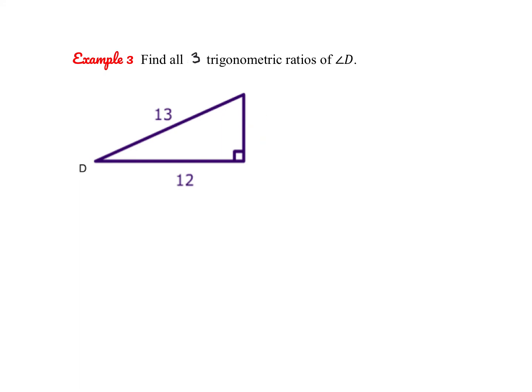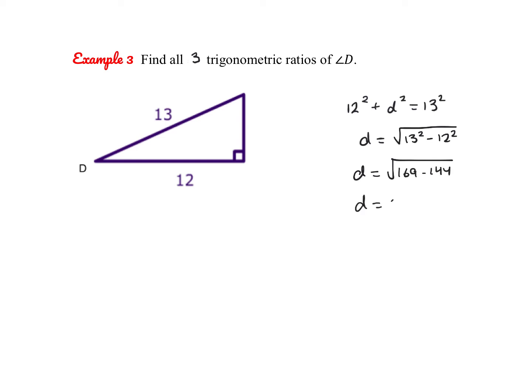So let's do Pythagorean theorem to help us find that missing side. So we can say 12 squared plus D squared equals 13 squared. So D is going to be the positive square root of 13 squared minus 12 squared. So square root of 169 minus 144 is the square root of 25, which is 5.